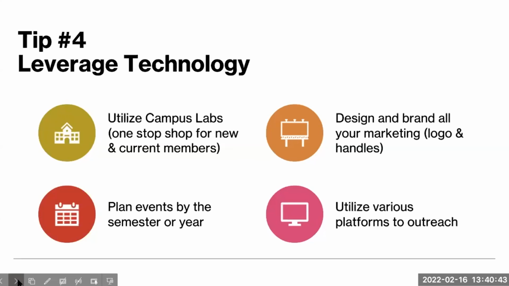And then lastly, tip number four on how you can go about marketing your student organization to prospective new members would be utilizing various platforms to outreach. I know a lot of people are like, yeah, we hit it hard on Twitter. That's where the new members are at. That's where we go. Twitter, Twitter, Twitter all day. But there are other folks that may not be on Twitter as often. So if all you're doing is pubbing your events on Twitter, you may be missing a population of prospective new members because they're not on Twitter, right?